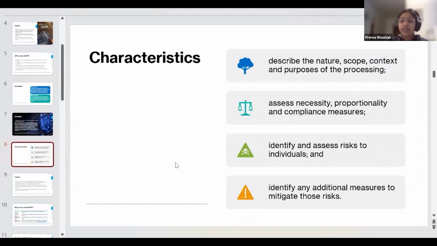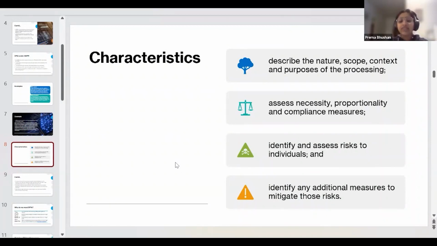It talks about the data, nature, and purpose of processing, and the necessity and proportionality. You identify the risk that is being caused to this data. Then you talk about the compliance measures that will be taken. Then you identify additional measures that you have taken to mitigate the risk, to bring the organization within the risk appetite. You do all that.